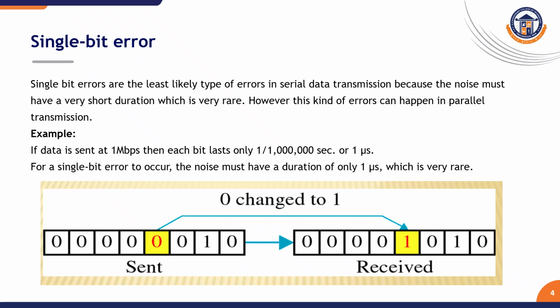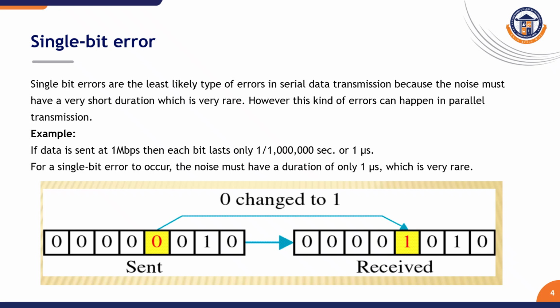Next, the example that we are going to discuss here. If data is sent at 1 Mbps, then each bit lasts 1 by 1,000,000 seconds, or 1 microsecond. For a single bit error to occur, the noise must have a duration of only 1 microsecond, which is very rare. So if there is a chance of a single bit error, the noise must be very short. That means if it is 1 microsecond, then we can say it is a single bit error, which rarely occurs.